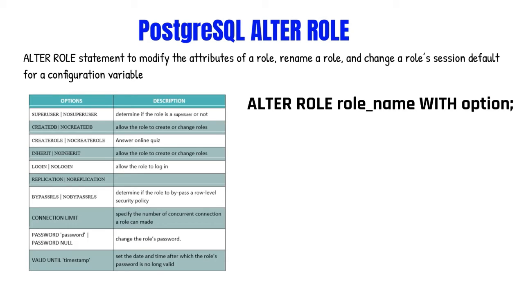Then you have a connection limit, which specifies the number of concurrent connections a role can make. PASSWORD with a password or PASSWORD NULL can change a user's password. And last but not least, you have the VALID UNTIL timestamp. It is used to specify the expiry date and time of a role's password.